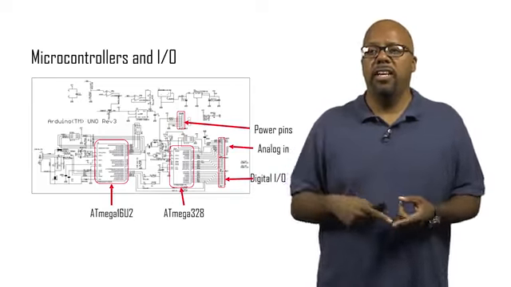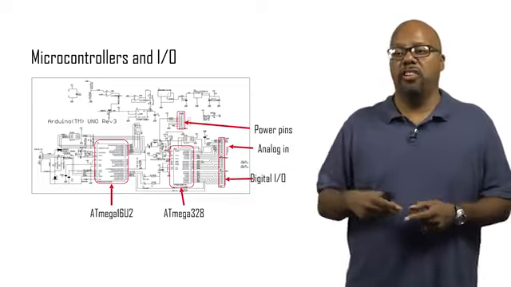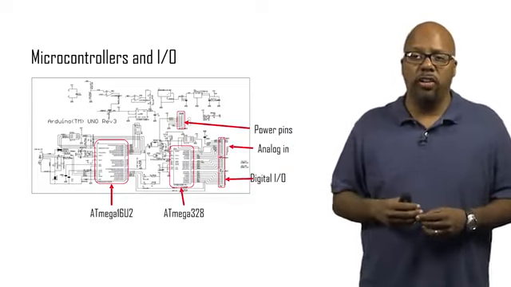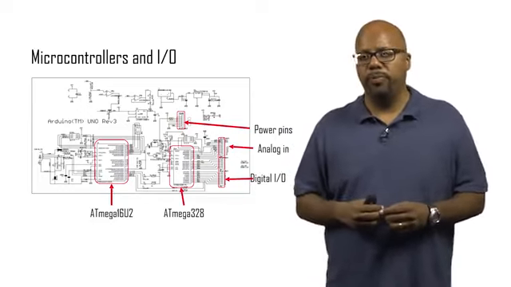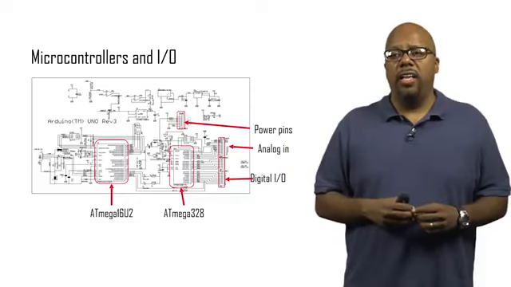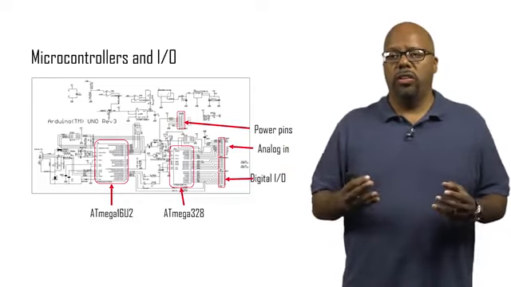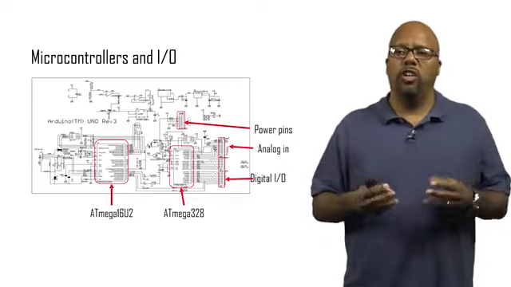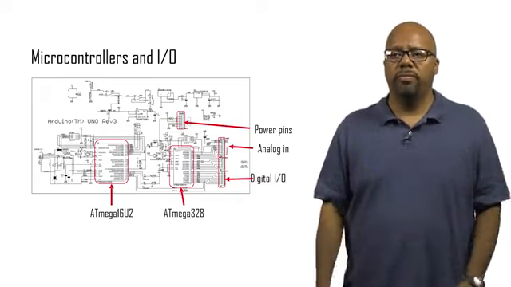Also, you can see the pins to the Arduino board are highlighted. So the power pins, the analog in pins, and the digital I/O pins, you can see all those wired there too. Those relate directly to components that we saw on the board already.